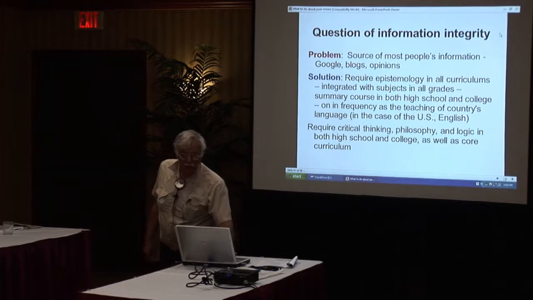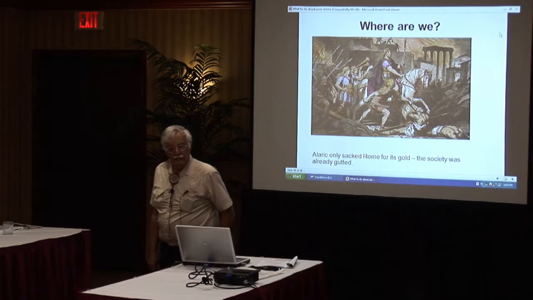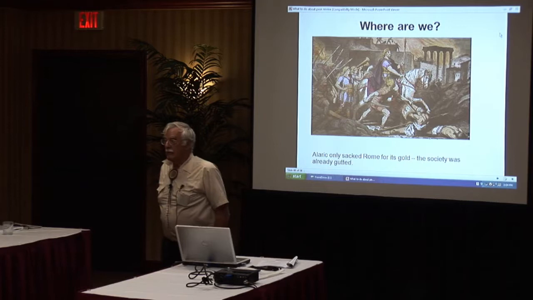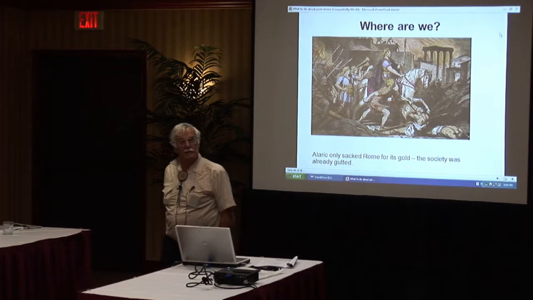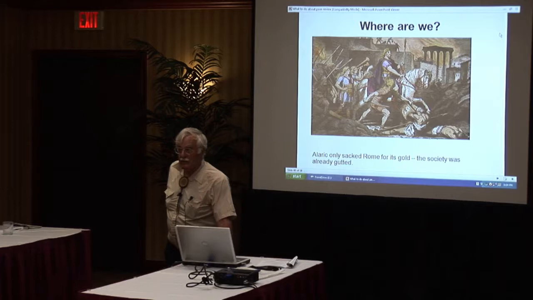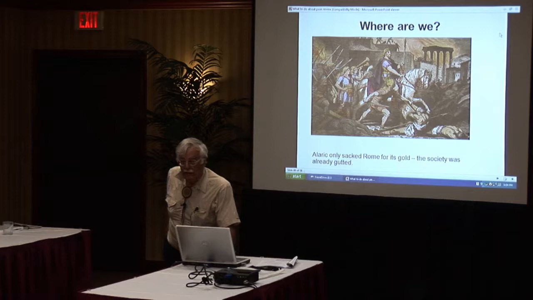So, where are we? Alaric came into Rome in 410. There was nothing there. He sacked it. He pulled the gold out of the city. He didn't even take the city. It was not worth it. I kind of get that feeling. Again, I was kind of depressed when I wrote this, I'll confess. There's nothing left to sack. I kind of get that feeling with some of the countries we're dealing with. They're coming to the United States, and they're sucking every bit of it out they can. They're going to leave a shell, a husk.